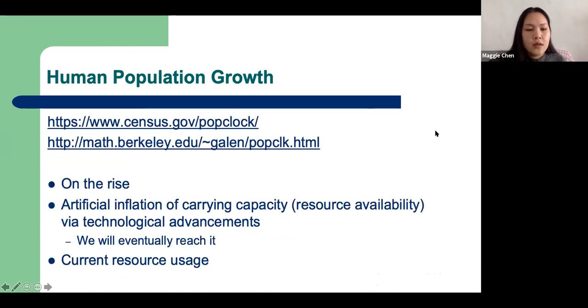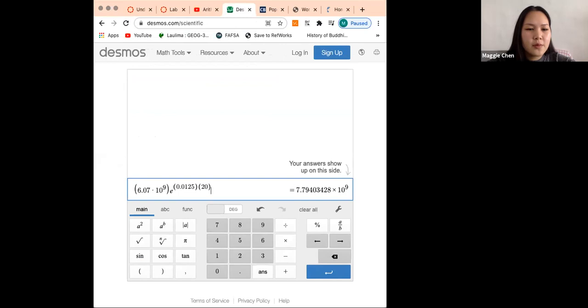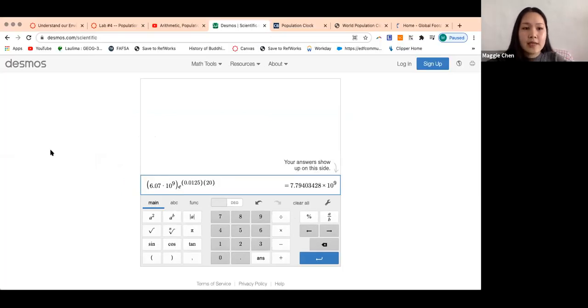So now let me go over a little bit about population growth and human population growth. There are pretty interesting websites out there that show the growth of different populations in different countries, and that's what I can show you right now. These websites are also available in this PowerPoint that's attached on Canvas, so if you wanted to look at this later and play around, you can too.